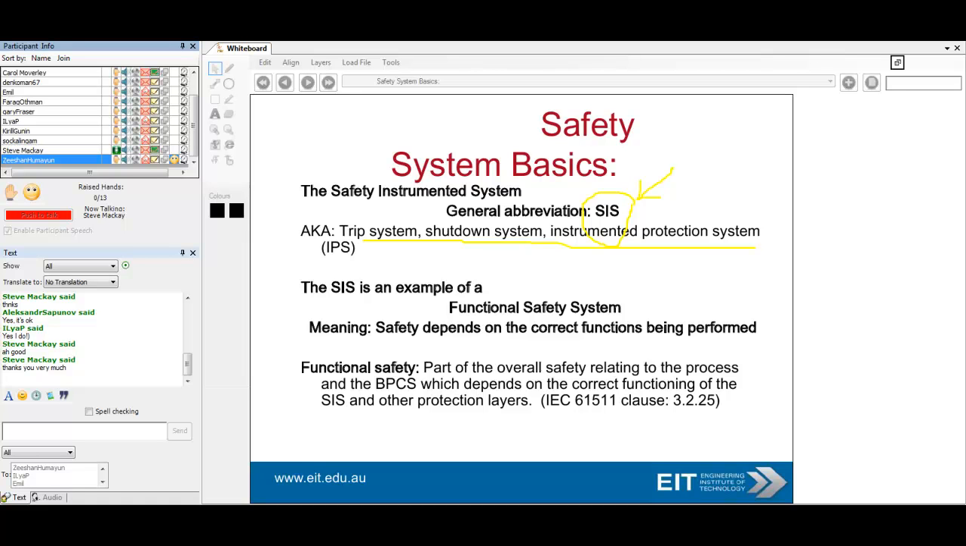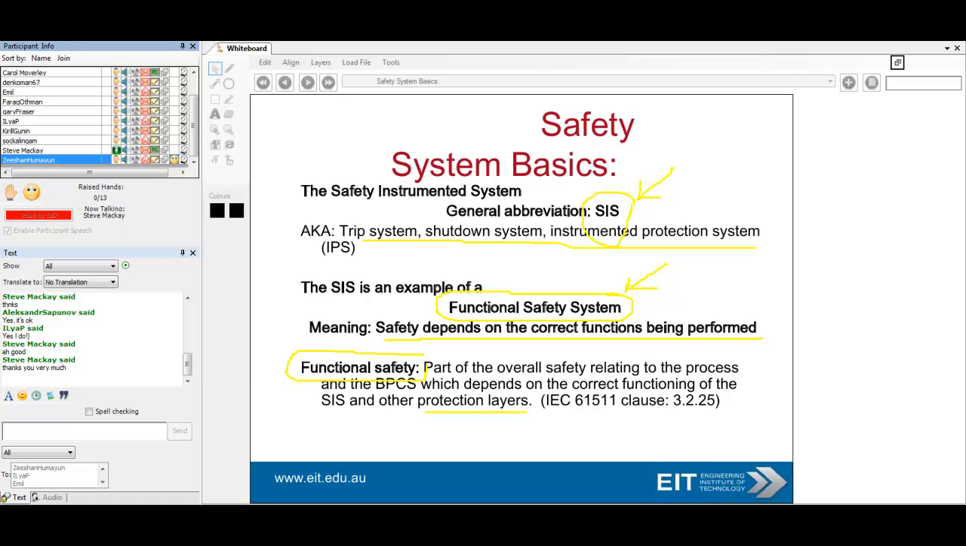And basically, as you would imagine, safety depends on the correct functions being performed. So functional safety means something is protecting the operators and the plant from severe damage. Functional safety is the term used, which is part of the overall safety, which relates to the correct functioning of the safety instrumented system and the protection layers. So really, functional safety is about providing safe operation to the plant. Very important. So just bear in mind that term SIS I use here, safety instrumented system, SIS.